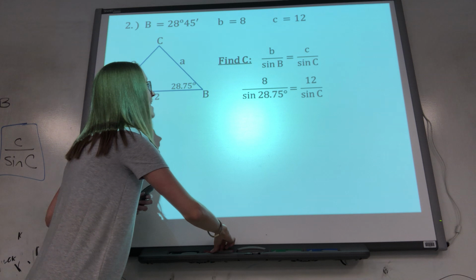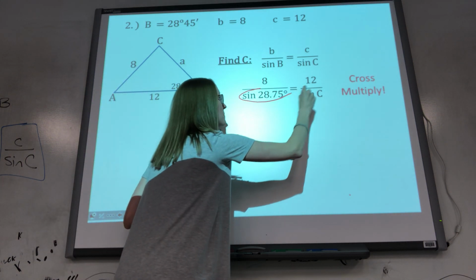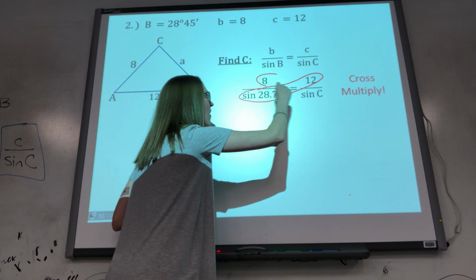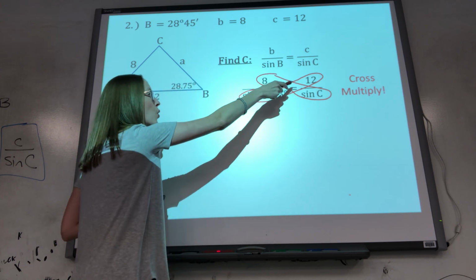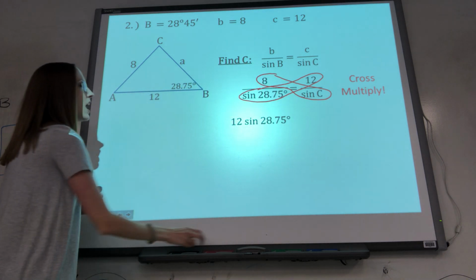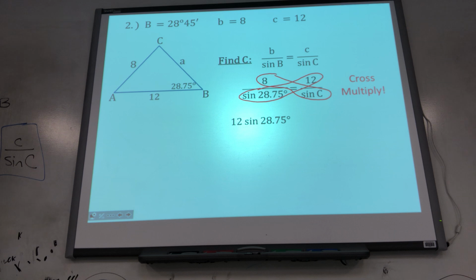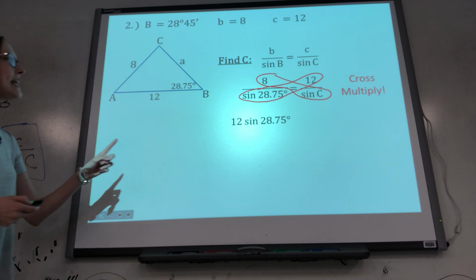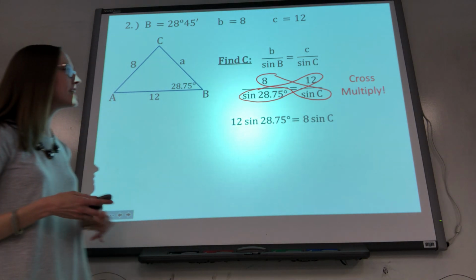All right, now cross multiply. Told you we're going to do that a lot today. I'll have 12 sine of 28.75 degrees equals 8 sine of C.